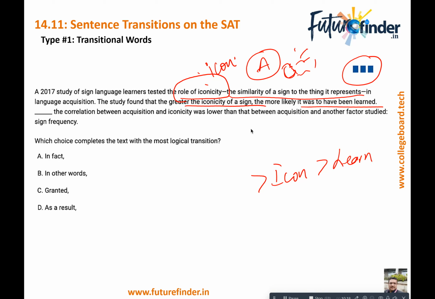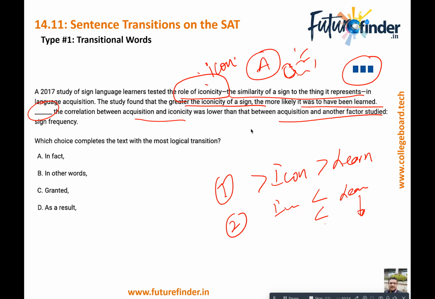The correlation between acquisition and iconicity was lower than, there is a dash and then it says, the correlation between acquisition and other factors studied. Acquisition means learning language, of course. So this is scenario 1 and this is scenario 2. So there are factors wherein the acquisition is higher. The factors related to acquisition are higher than iconicity. So iconicity is less than some other factors.